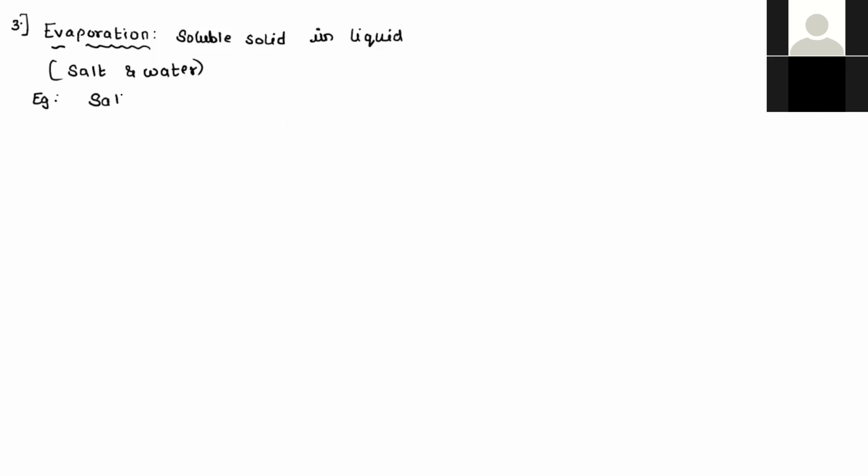So let's go to the third technique. The third technique is evaporation. Evaporation is used when there is a soluble solid dissolved in a liquid, for example, salt and water, if I want salt from seawater. But what is the disadvantage of this technique? Veer, can you tell me what can be a disadvantage of this technique?